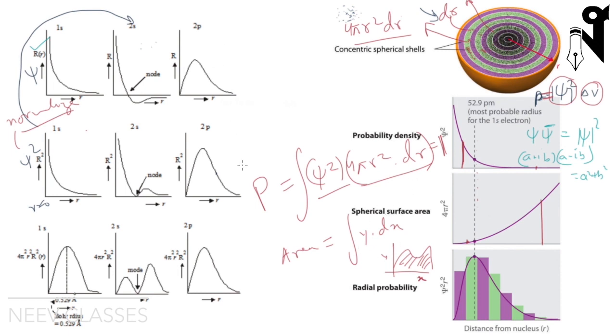Here again, you are seeing that this is almost in the form of y dot dx, because x is nothing but r, your x-axis is nothing but r. So instead of dx you have a dr. If you plot this along the y-axis, which they have done, then the area under the curve will be what? That will be the total probability.